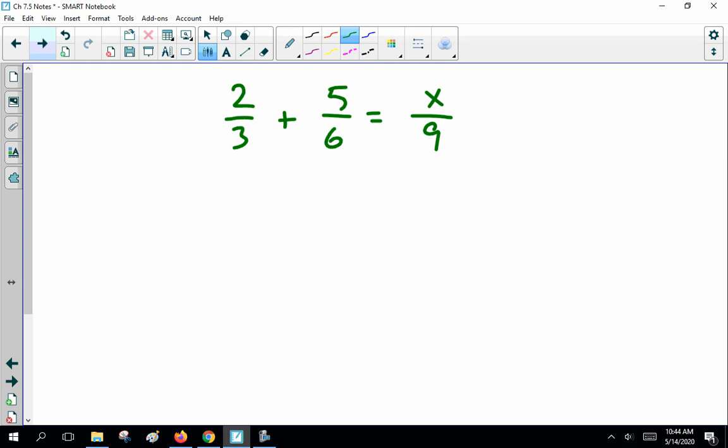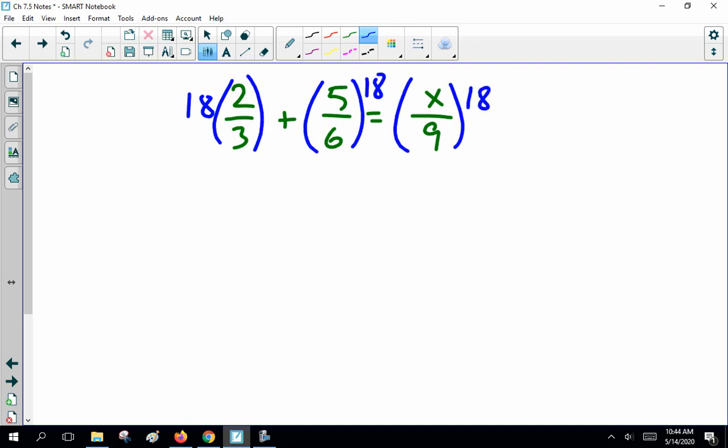18. So what some people will do is multiply everything by 18 right at the beginning. Now let me show you this. So 18 times this, and 18 times this, and 18 times this, before you figure out the denominator, before you multiply over the denominator. Now, note here, we're multiplying everything by 18, so we're not changing the equation.